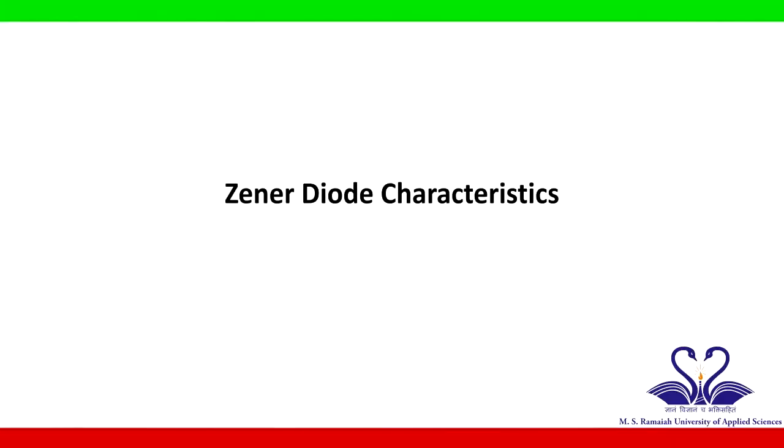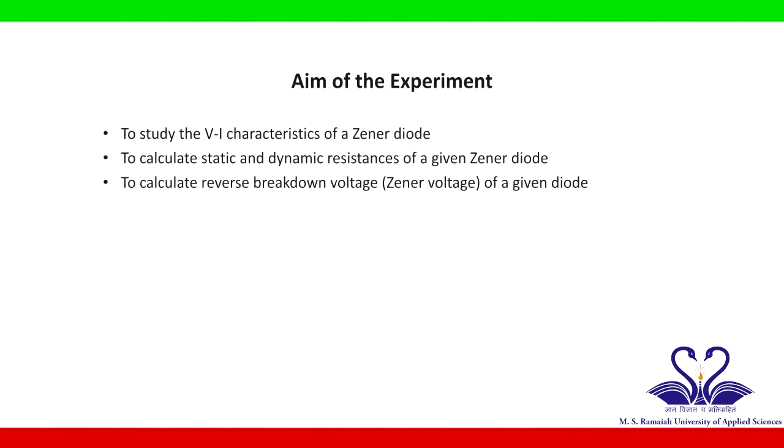Hi students, let us have a discussion on Zener diode characteristics. The aim of this experiment is to study the VI characteristics of a Zener diode, to calculate static and dynamic resistances of a given Zener diode, and to calculate the reverse breakdown voltage or Zener voltage of a given diode.